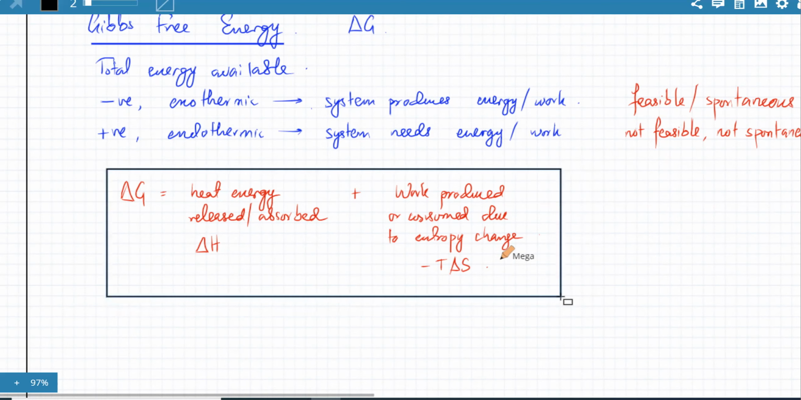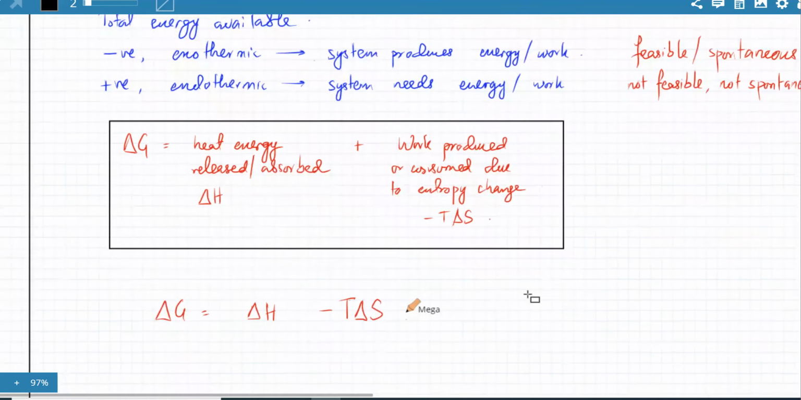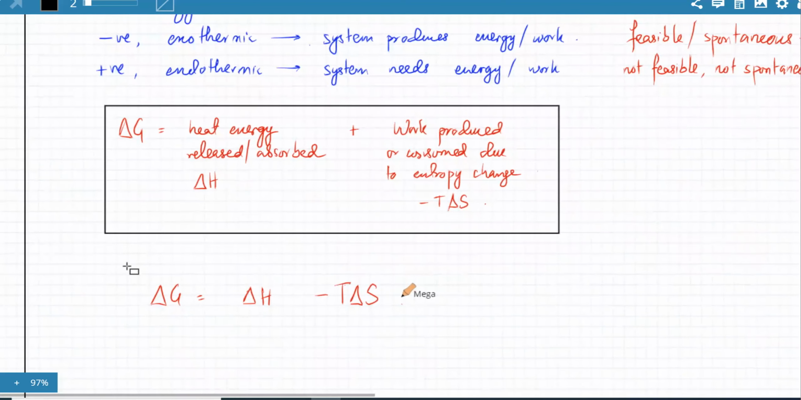We can write this in the form of an equation, which is that delta G is going to be delta H, that's the heat energy that's released or consumed, plus minus T delta S. So the plus would be gone. And remember why we added a negative sign over there, because if delta S is positive, the work done would be exothermic. So which is why you need a negative sign over there. So that's your expression.